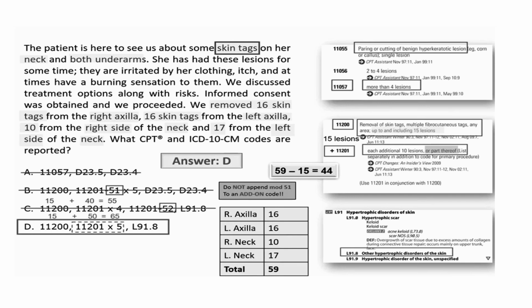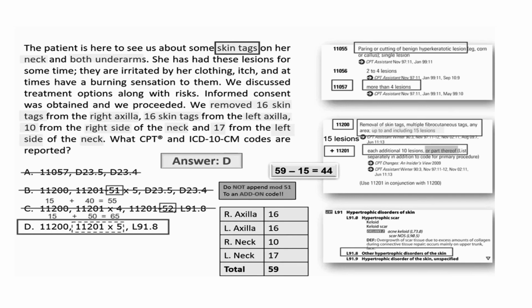11055 is the code for paring and cutting. Now here we have the skin tags, so we can go directly to the skin tags. 11200 is for up to 15 lesions, and each additional is 11201. Here you can see 11201 is the add-on code and they have put a modifier 51. So without even looking into the book, I can delete this option.